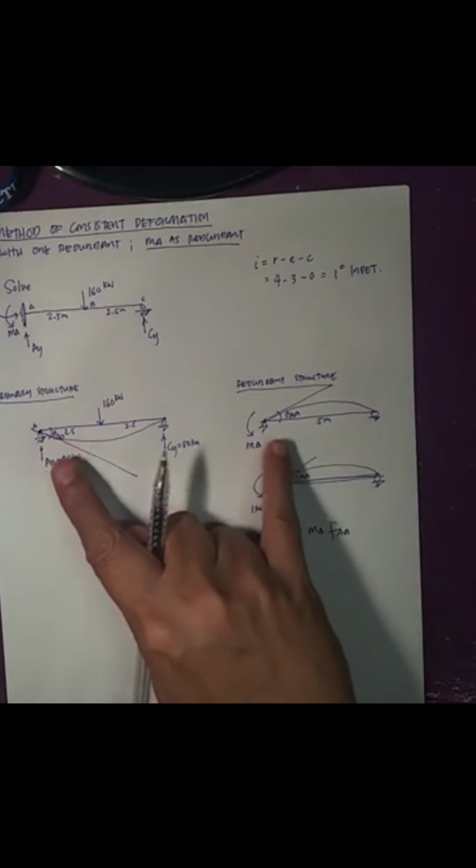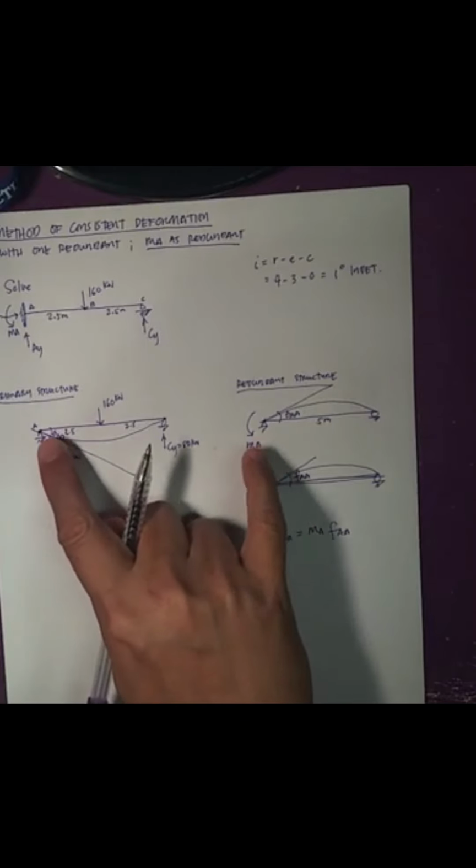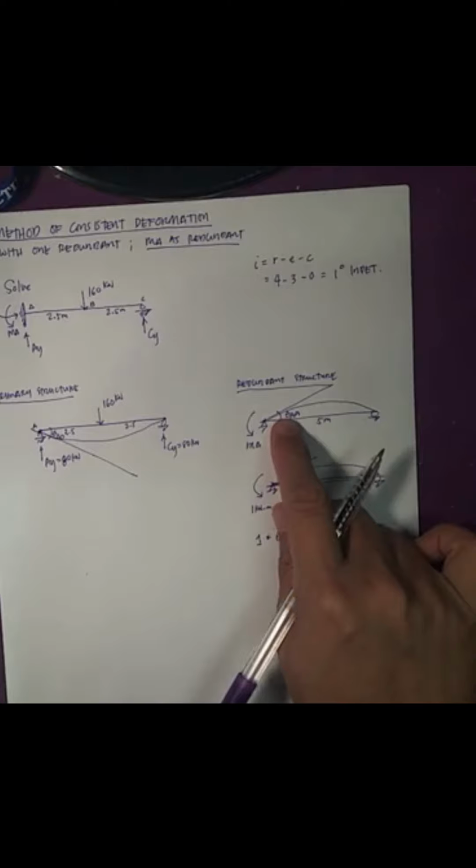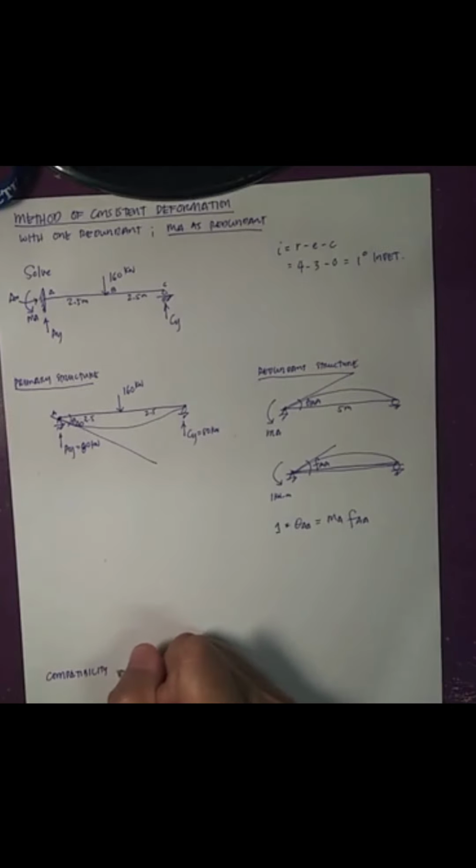Now what would be the relationship between these slopes, the slope on the primary structure and the slope on the redundant structure? As we can see from the original beam, at point A, this is a fixed support. So we know that the slope there should be equal to 0, right? Therefore, we have to write our compatibility equation or condition.